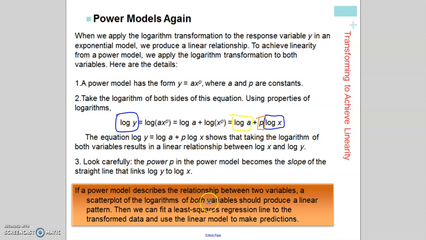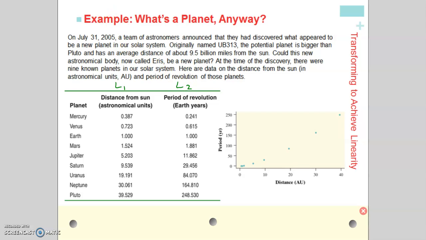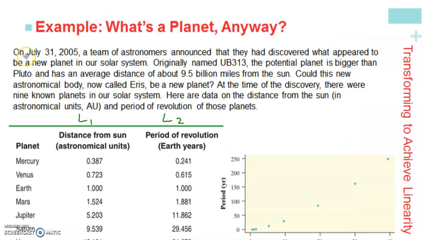And then you can fit the least squares regression line to this transformed data and use a linear model to make predictions. And the nice thing about this method is you don't have to know what the power is going to be ahead of time like we had to in the other method. We had to know whether it was going to be a squared or a cubed, and then use that number. Using this method, you don't have to know that ahead of time. So, let's take a look at an example.